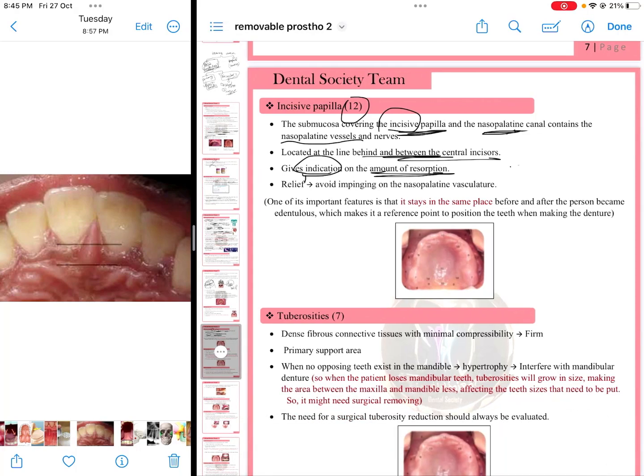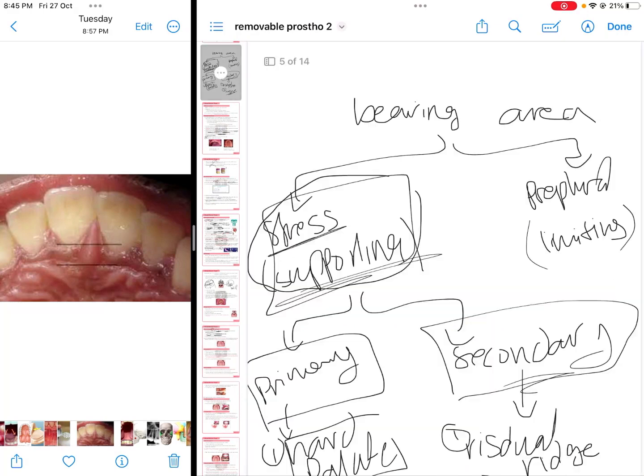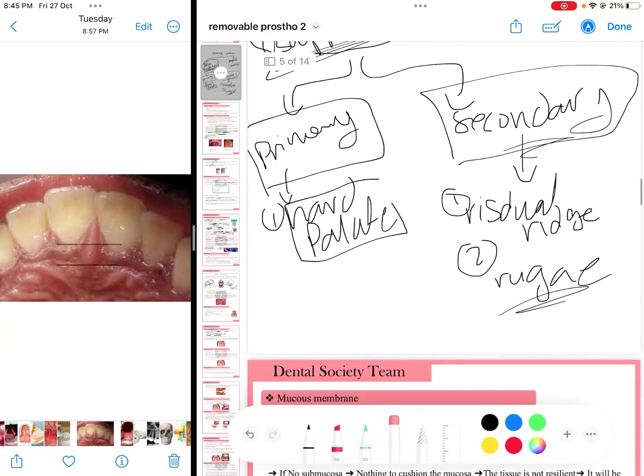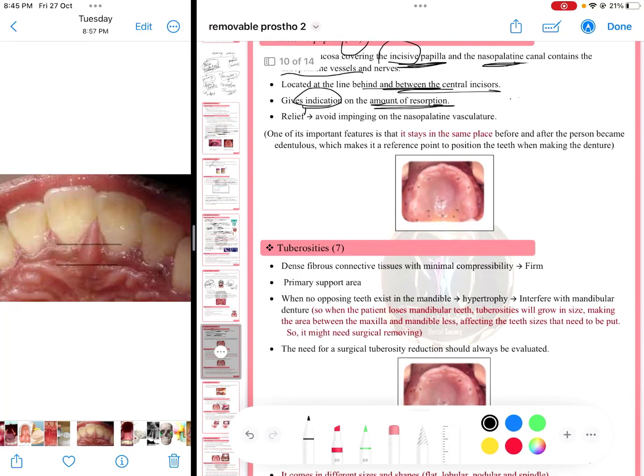Then we have the tuberosity. Talking about the tuberosity, do you remember it? We said here that the tuberosity is a primary stress bearing area, only the tuberosity, but we say it must be what? Firm. It must be firm. So it must be dense.